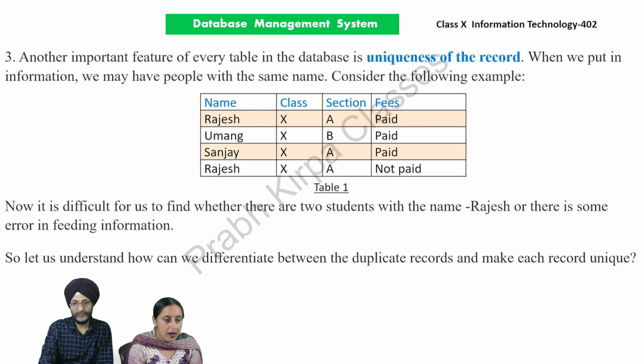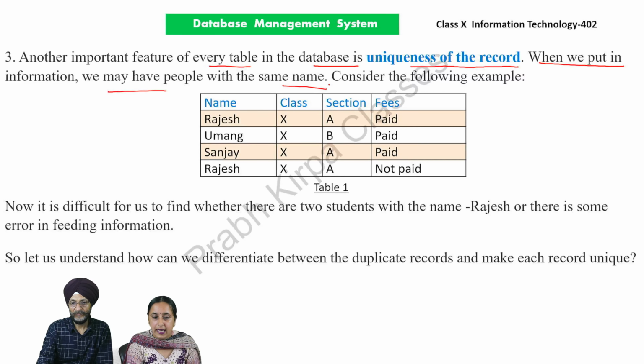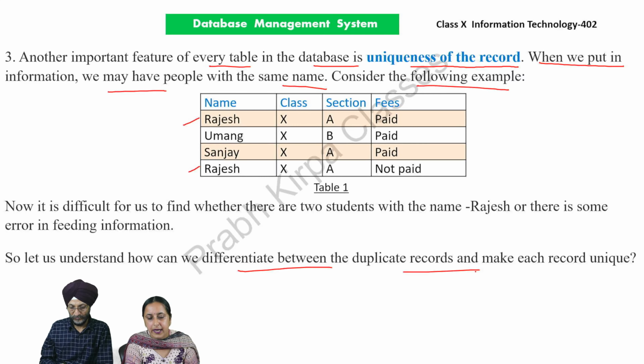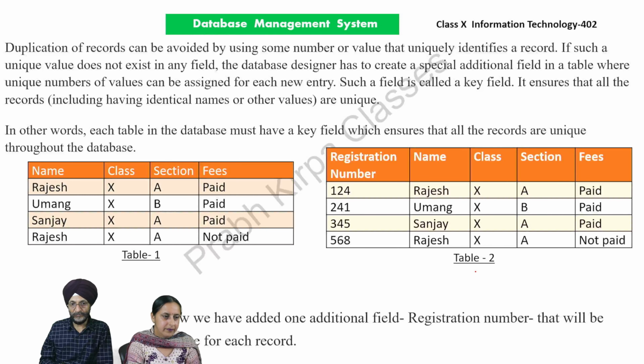Next, third, another important feature of every table in the database is uniqueness of the record. When we put in information, we may have people with the same name. Consider the following example. Now, it is difficult for us to find whether there are two students with the name Rajesh or there is some error in feeding information. So let us understand how we can differentiate between duplicate records and make each record unique.